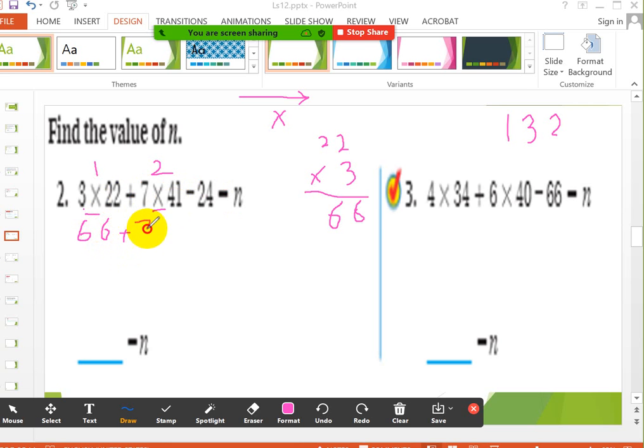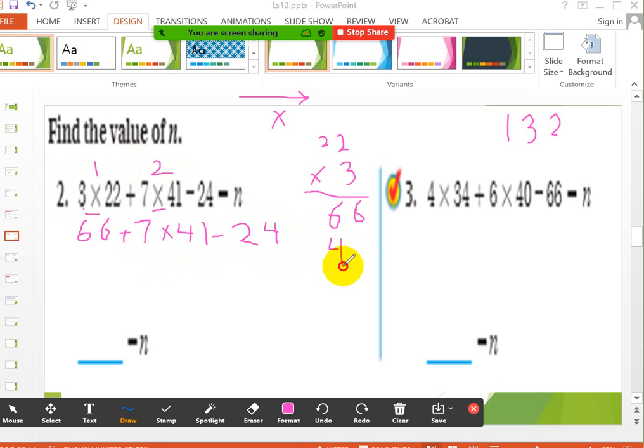Plus 7 multiplied by 41 minus 24. Okay? So I did my first operation, which is here multiplication on the left. After that, I have to do the second one, which is here. This is the multiplication between 7 and 41. I will do it.